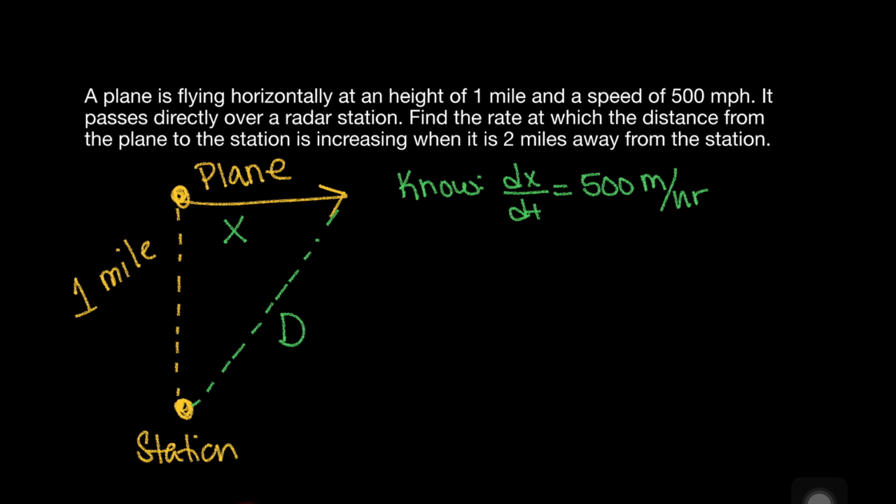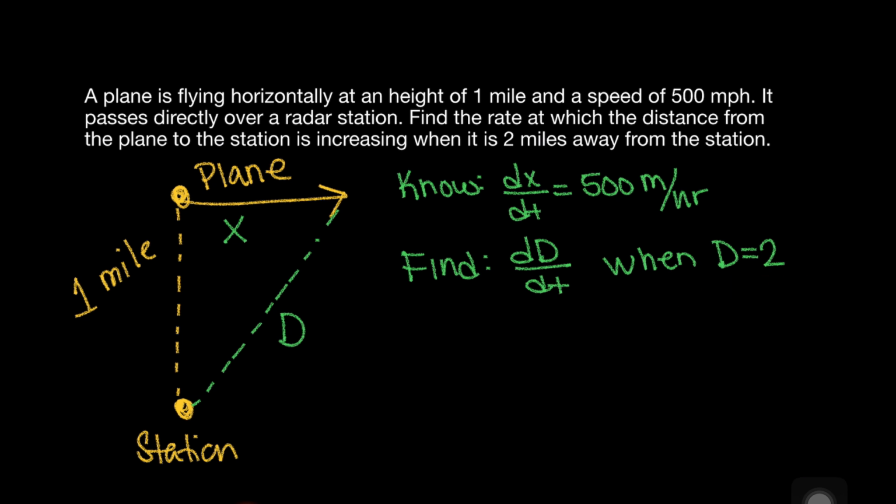And so I want to know, how is that distance changing? In other words, I am trying to find dd/dt. How is that distance changing with respect to time? And I care about that rate of change at the instant in time that the airplane is 2 miles from the station. So I care about that when d equals 2.